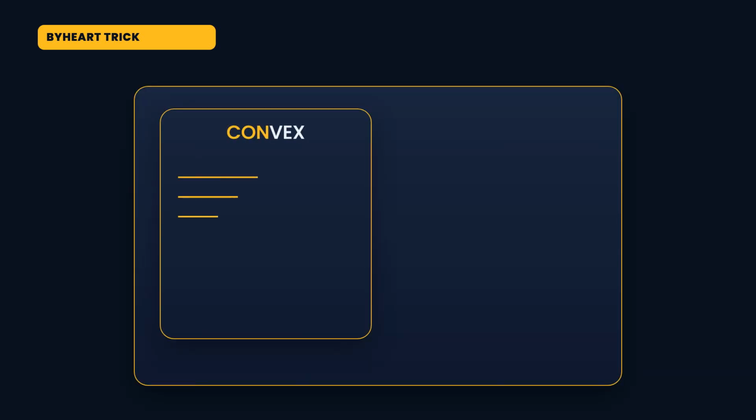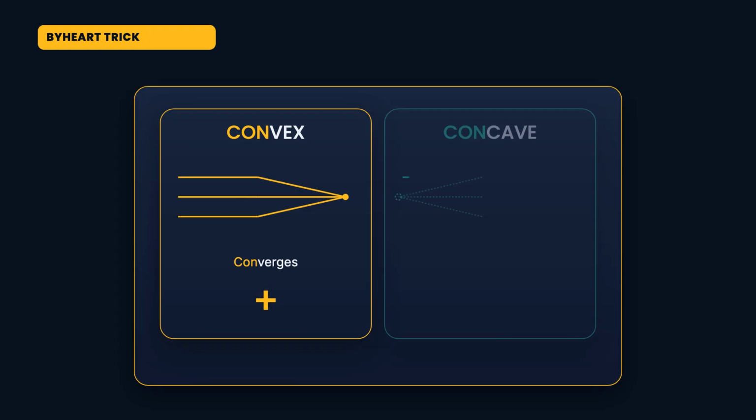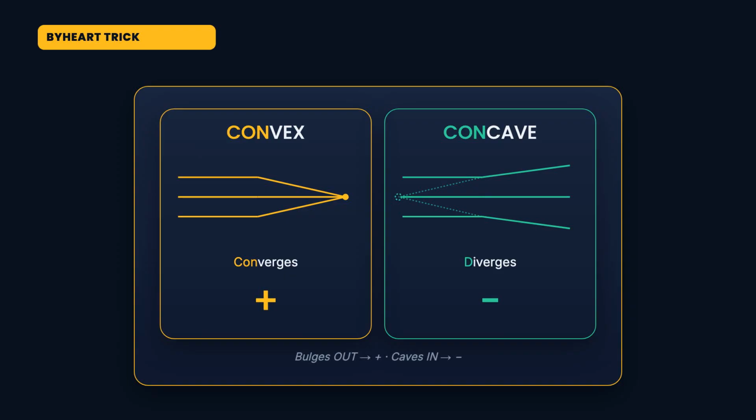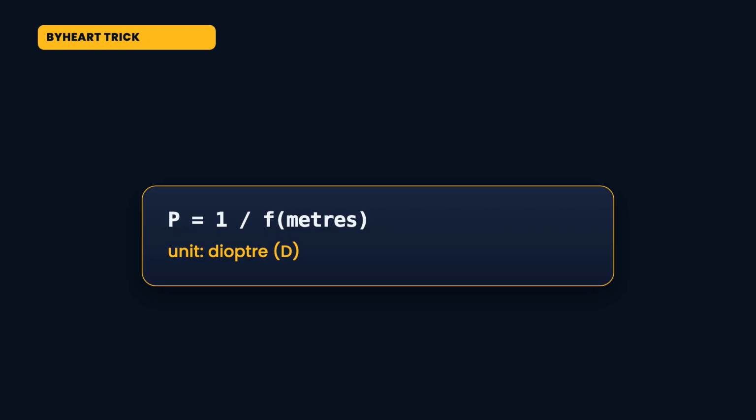4. Convex bulges out and converges light. That gives it a plus sign. Concave caves in and diverges light. That gives it a minus sign. Bulges out, plus. Caves in, minus. 5. Power equals 1 by F in meters, in dioptres. Convex positive, concave negative. A shorter focal length means more power.